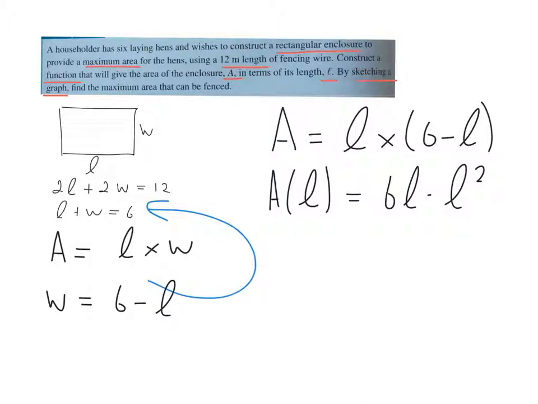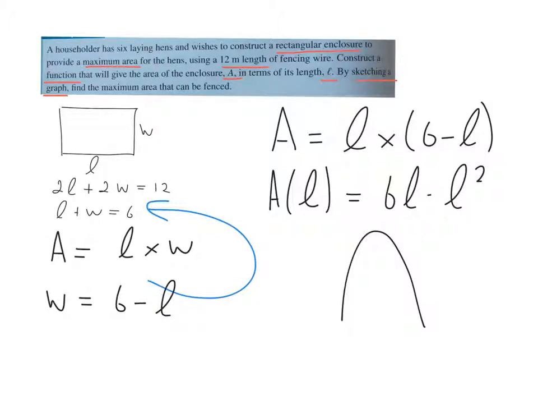So in function notation we have area, using L as the variable, is equal to 6 times L minus L squared. Now you can see here that from our quadratic knowledge, it's a negative quadratic, which means it has the rough shape of this. We can see that the only variable being used is going to be L, the length.